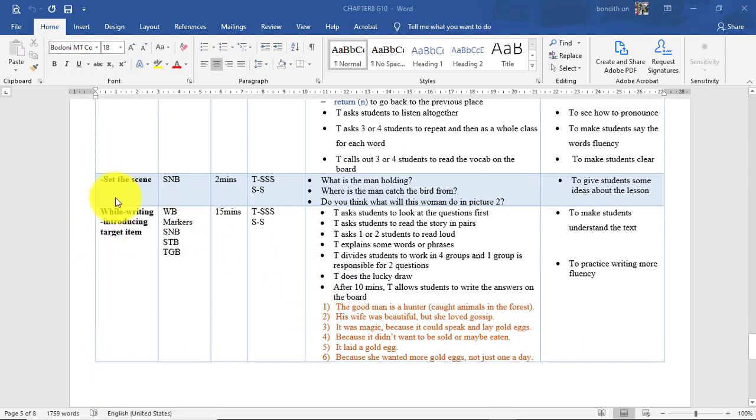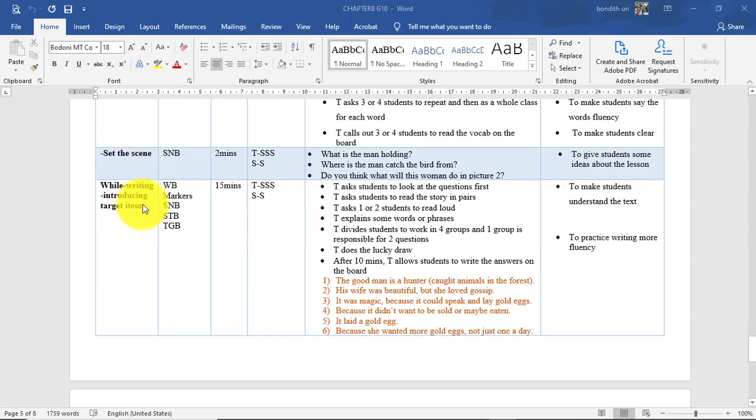About set the scene: I take a book and ask students to open their books, and I show the picture, or they can see the picture in their book. Then I ask them: what is the man holding? Where is the man catching the bird from? What do you think this woman will do in the picture? The purpose is to give students some ideas about the lesson.